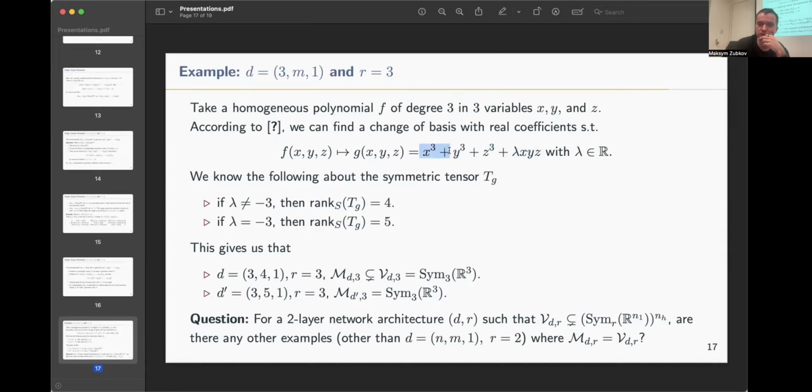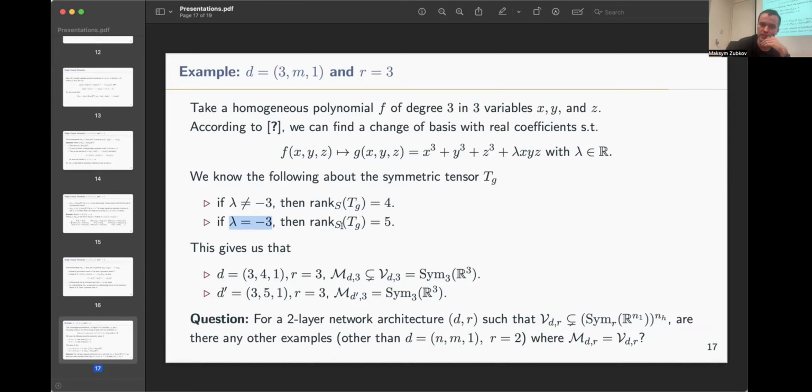And this is actually going to be an algebraic curve which, when lambda is equal to -3, is going to have singularities. And the cool part is that if I want my neural network to be dense in the space of homogeneous polynomials of degree 3 in 3 variables, then M just needs to be equal to 4 when lambda doesn't equal -3. But as soon as we have a singularity, I suddenly need to increase my rank by 1.